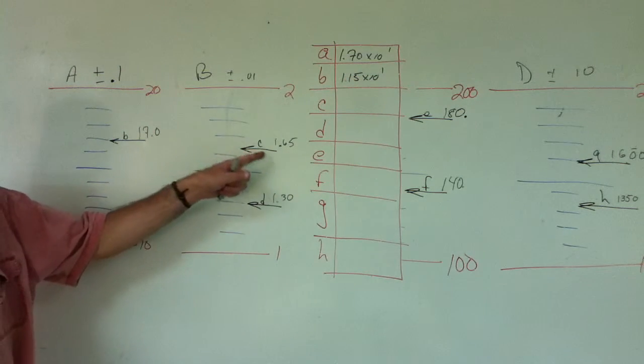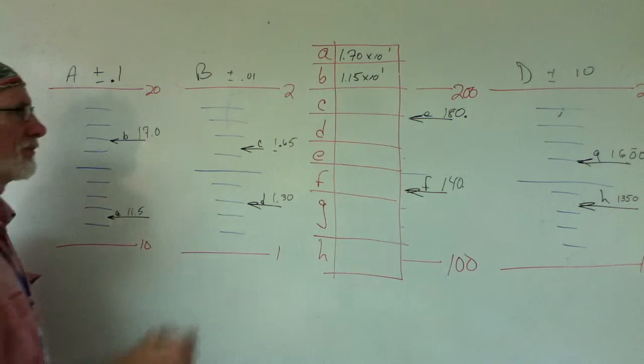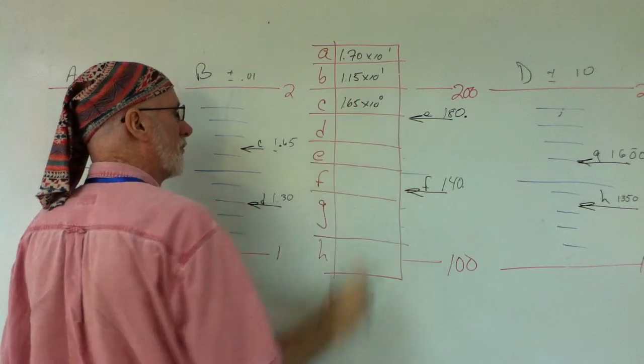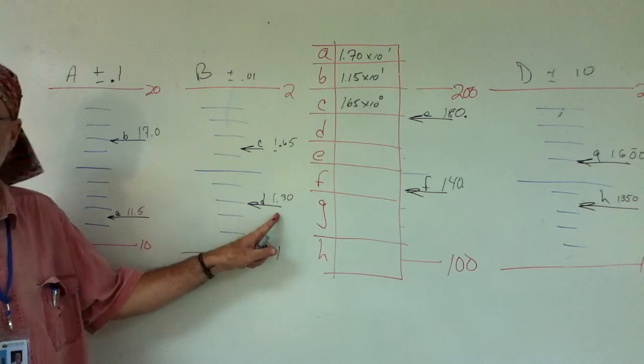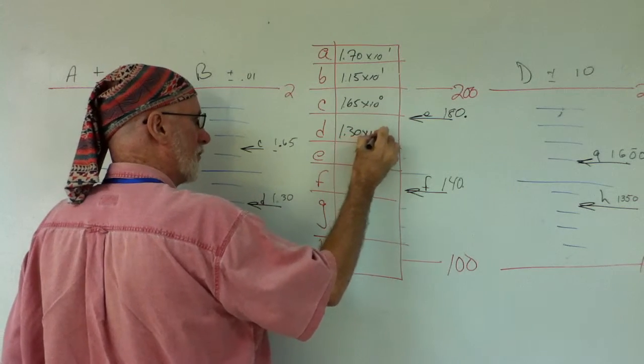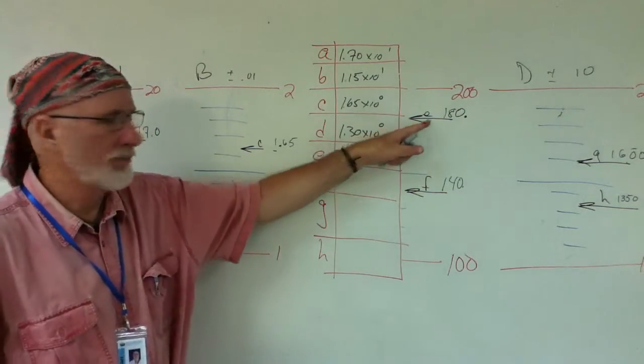What's C? What's that going to be? Put in scientific notation. 1.65 times 10 to the power of 0. What's D? 1.30 times 10 to the power of 0. What's E?